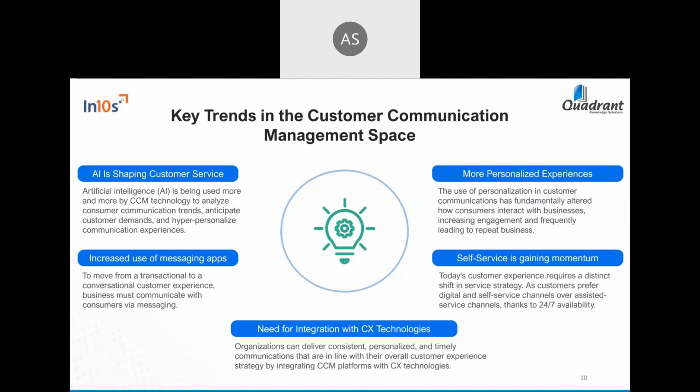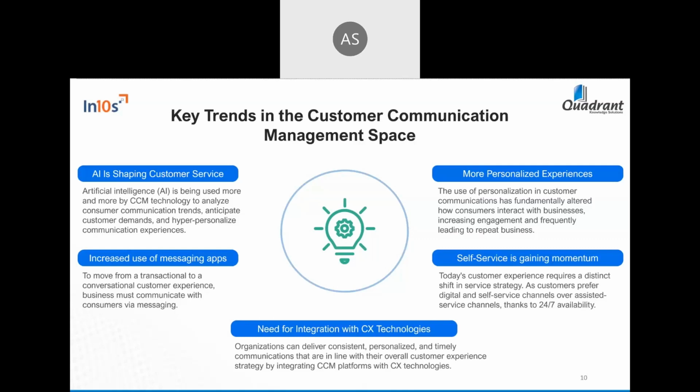Moving forward, the increasing use of messaging apps is a significant trend, because in customer communication there is a shift from a purely transactional approach. Gone are the days when all the messages used to pile up and we could not reply to them. They are moving from a transactional approach to a more conversational customer experience. Businesses are recognizing the importance of communicating with customers through messaging apps. For example, I can chat with Swiggy on my WhatsApp. I can chat with Zepto on my WhatsApp. I get all the bills on my WhatsApp. Those are my preferred channels.